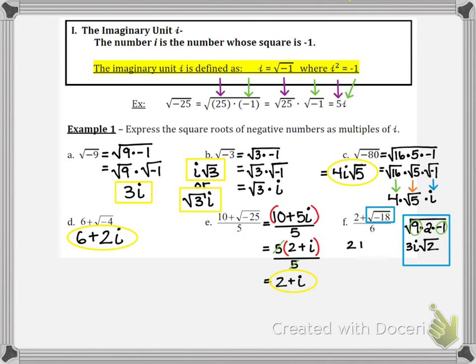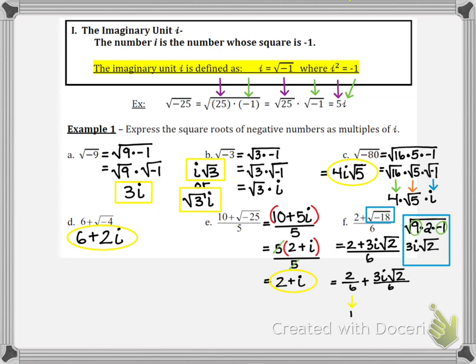So now let's go back to my original expression. It becomes 2 plus 3i rad 2 all over 6. Now, I could leave my answer that way, or if I split it up into 2 fractions, I can do some further simplifying. So my first fraction would be 2 over 6, and then I would separate the 2 fractions with a plus sign, and then my second fraction would be 3i rad 2 over 6. So the 2 fractions share a common denominator of 6, but they can each be simplified differently.